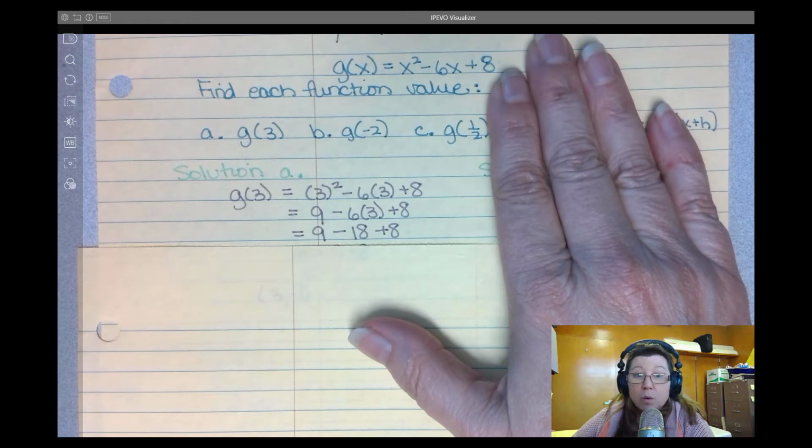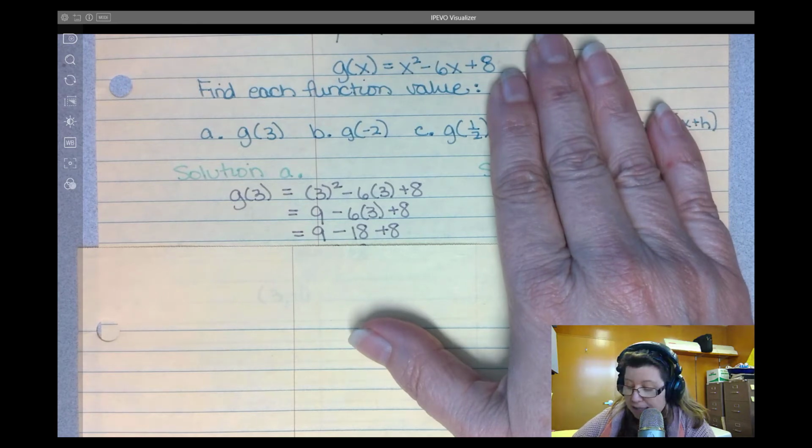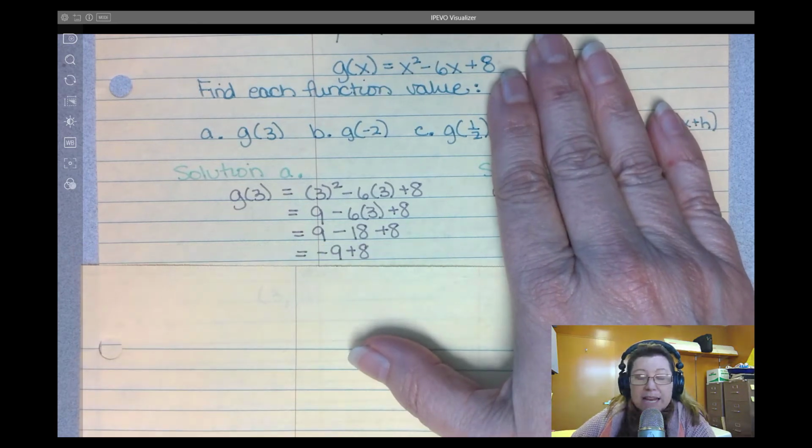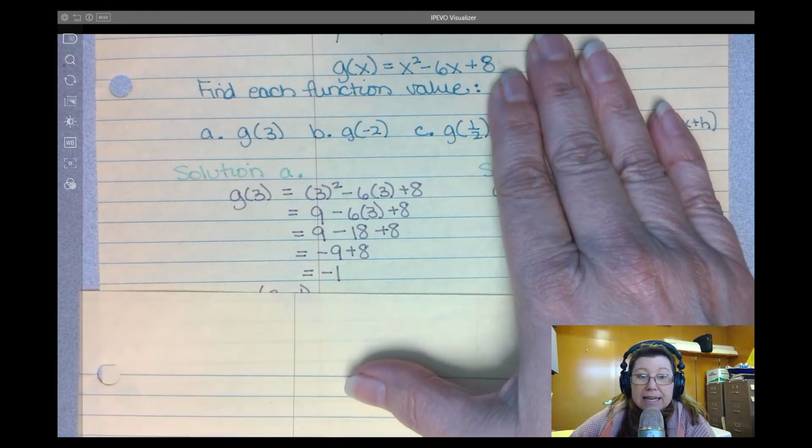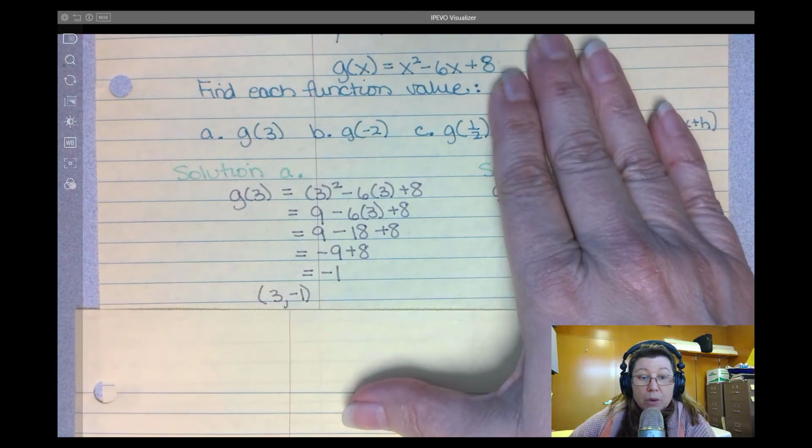And next, I am going to follow my order of operations and do adding and subtracting from left to right. So 9 minus 18 is negative 9. Negative 9 plus 8 is negative 1. So when I put in a 3, a negative 1 pops out.